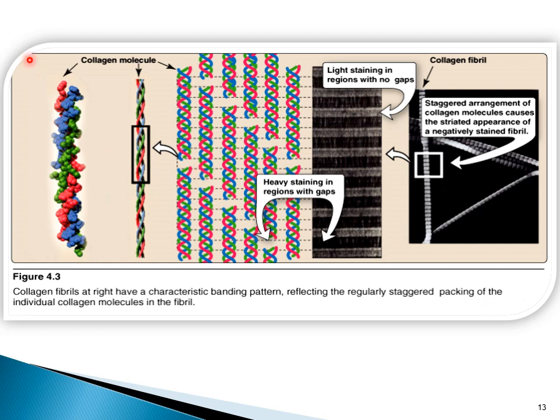So you can see this is a collagen molecule. It is arranged like three, you can see there are three different polypeptide chains wound around each other. It forms this quarter-staggered appearance. On staining, it shows bands like this, and wherever there is a light staining region, it is showing the gap between these collagen fibers. And this is the electron microscopic view of collagen fibers or collagen fibrils.